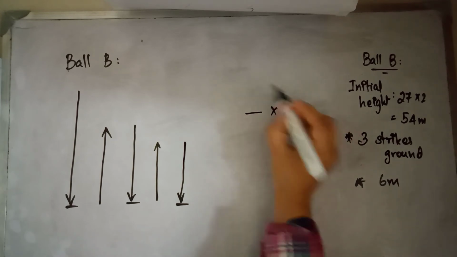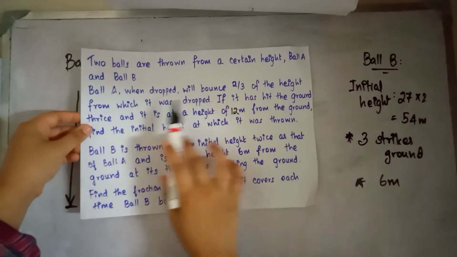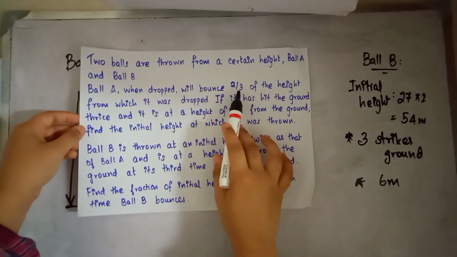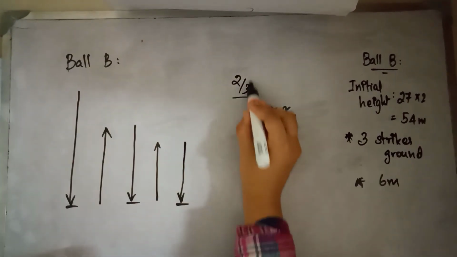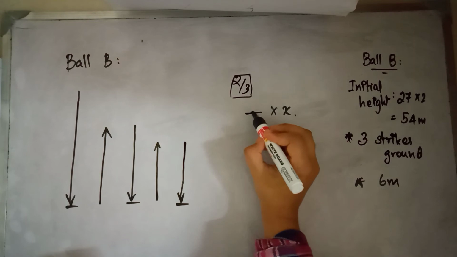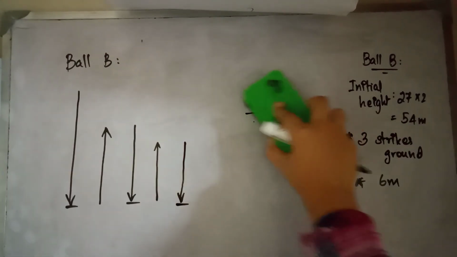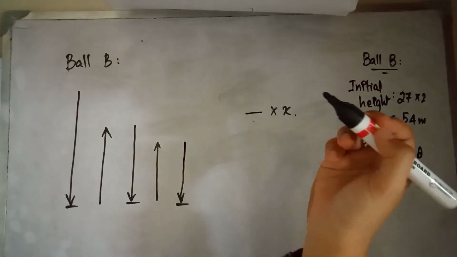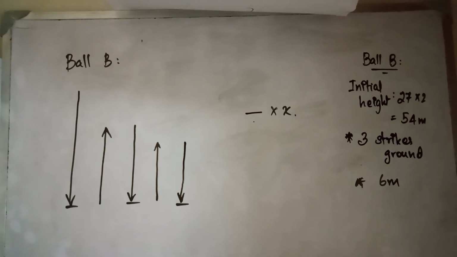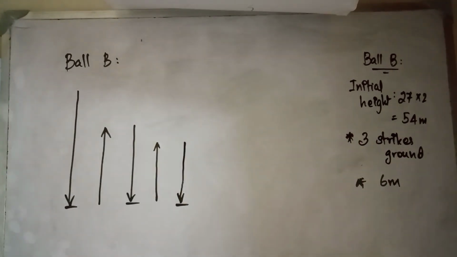In the previous problem we had 2 by 3. Ball A when dropped will bounce to 2 by 3rd of the height from which it was dropped. So this is the fraction for ball A. They want you to find the fraction for ball B. So the fraction could be anything. It could be 1 by 9 or 1 by 3 or whatever fraction. So that's what we have to find out. So how do we find that out?